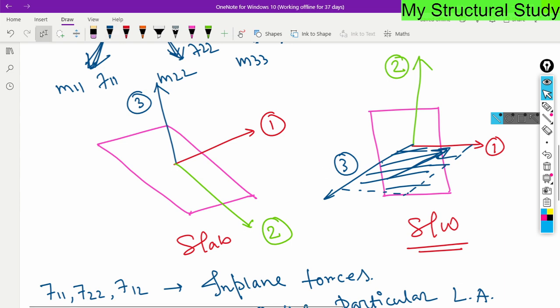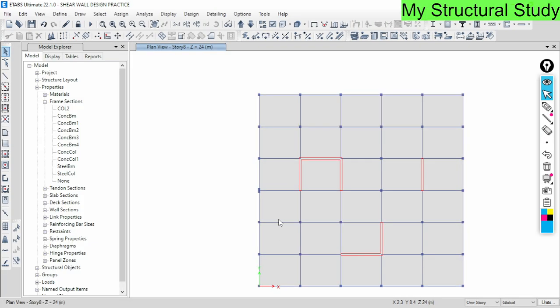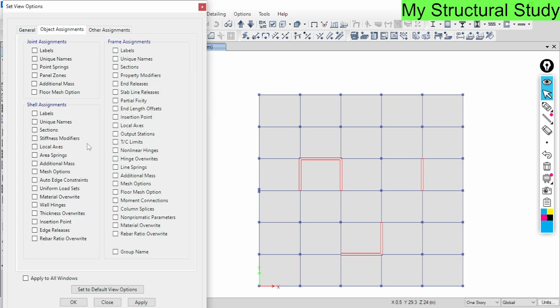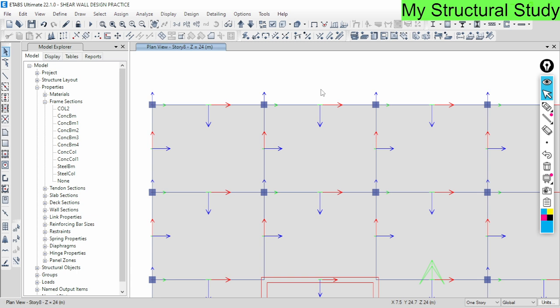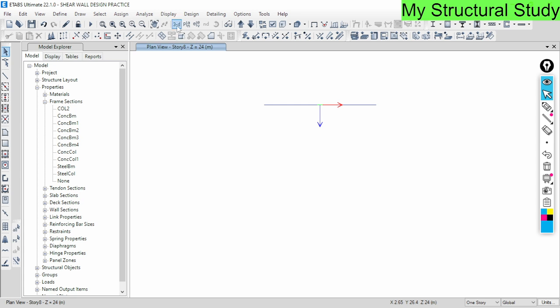Now if we go to the ETABS, for viewing the local axis, we need to go to the set display option, object assignments, and we need to check the boxes of local axis under frame assignments and the shell assignments. And click on apply. Okay. So here you can see this is the beam. So here it is the beam, and this is the beam.